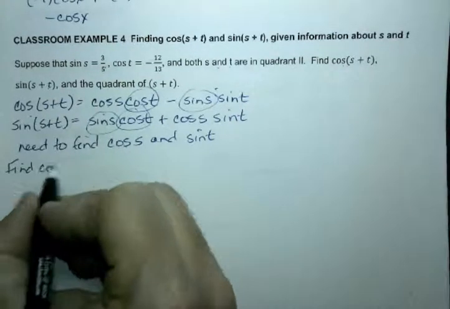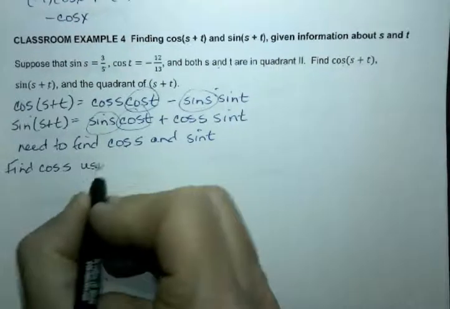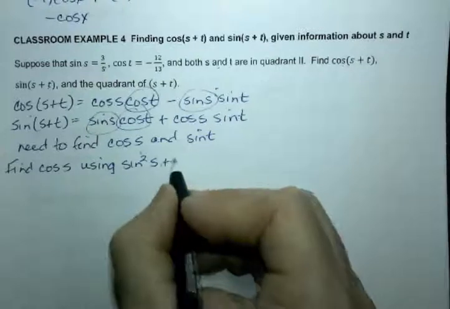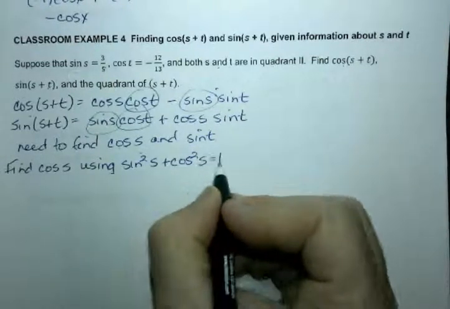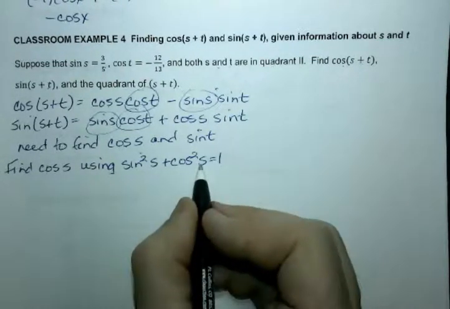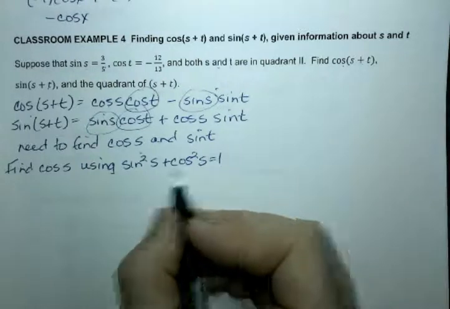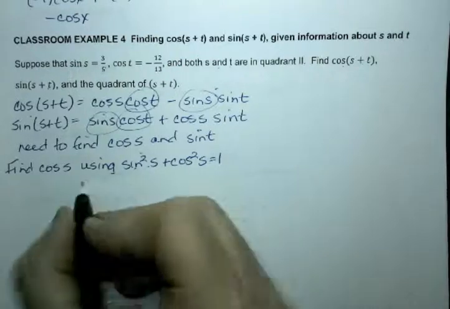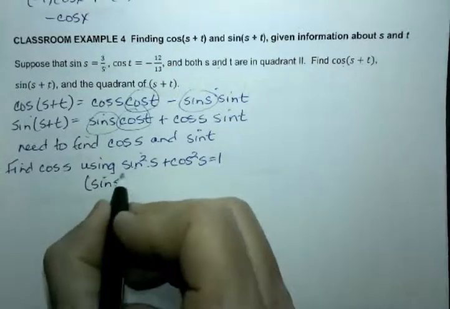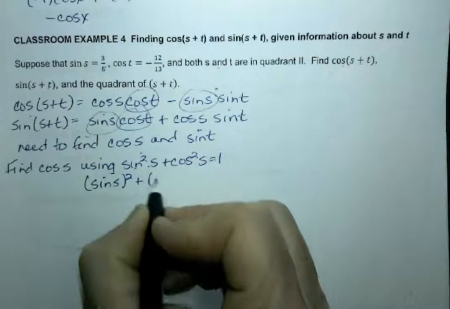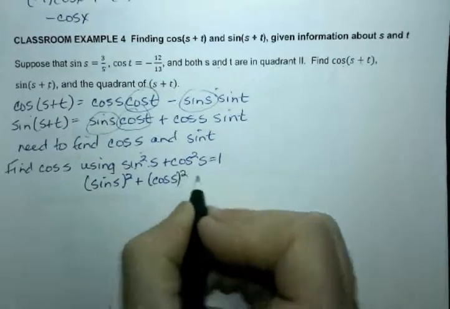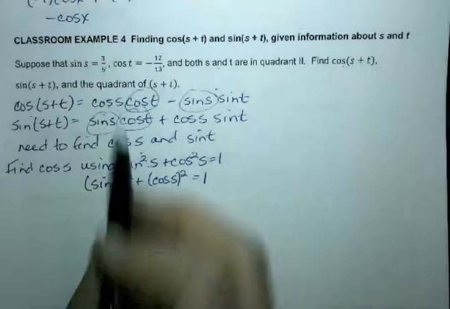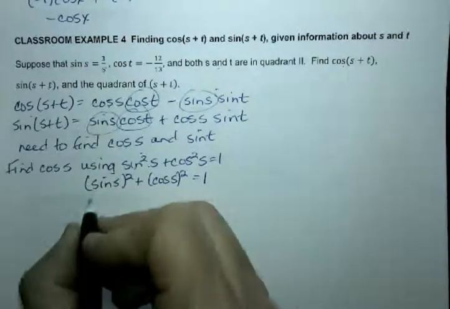We're going to start by finding the cosine of s using our Pythagorean identity with s as our angle. So sine squared of s plus cosine squared of s equals 1. And remember when we did this before, we rewrote these with the exponent on the outside just to make the substitution part a little bit easier to see. Now I'm going to substitute in the value that I know, which is sine of s is 3/5.